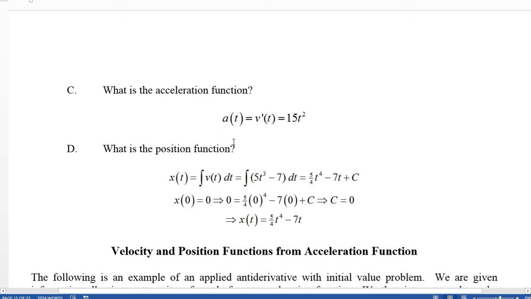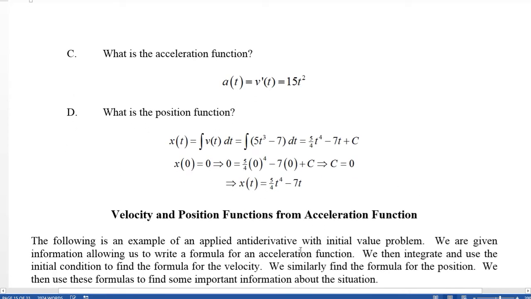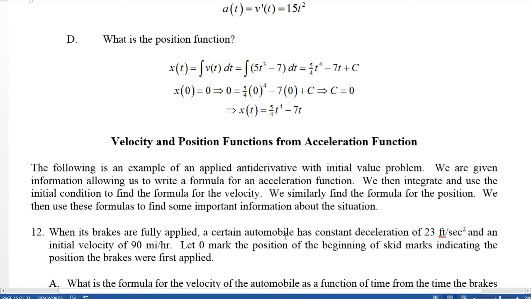Let's do some more problems like these last couple of problems. So we're going to start with an initial value problem. Here it is. And we're going to work through this.